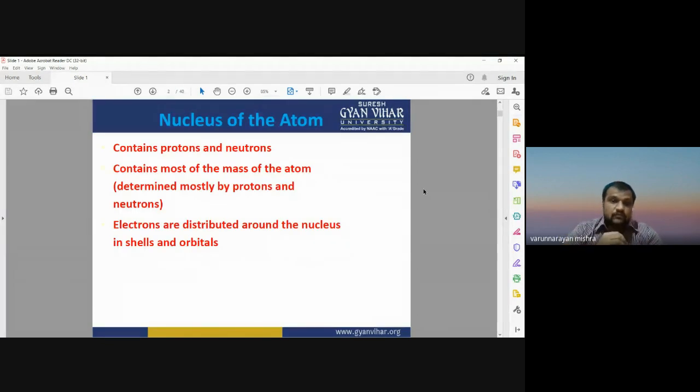So all the electrons are distributed in different orbits or different shells, and they revolve around the nucleus because of some force. As we know, the nucleus has positively charged protons, and the electron is negatively charged. So if there is a positively charged energy and a negatively charged energy, there may be some force that binds the electron with that nucleus.